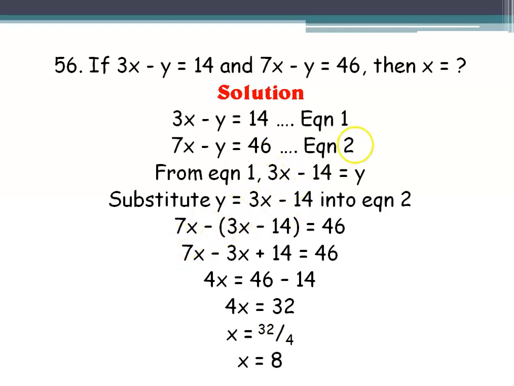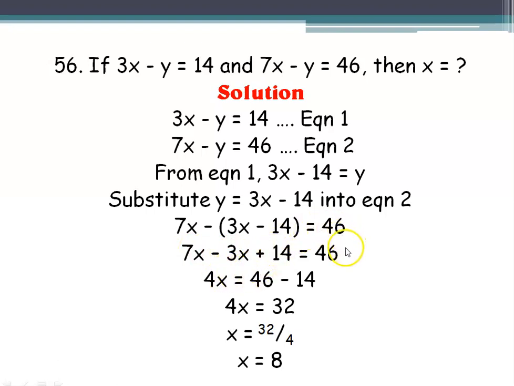So equation 2, this is equation 2. Now 7x minus y, this is my y, 3x minus 14 is equals to 46. And then I'll open my bracket. Remember there's a negative sign before the bracket, so I'll use this negative sign to open the bracket. 7x minus 3x, minus times minus is plus, so this will be plus 14 is equals to 46. And I collect like this. 7x minus 3x is 4x plus 14.